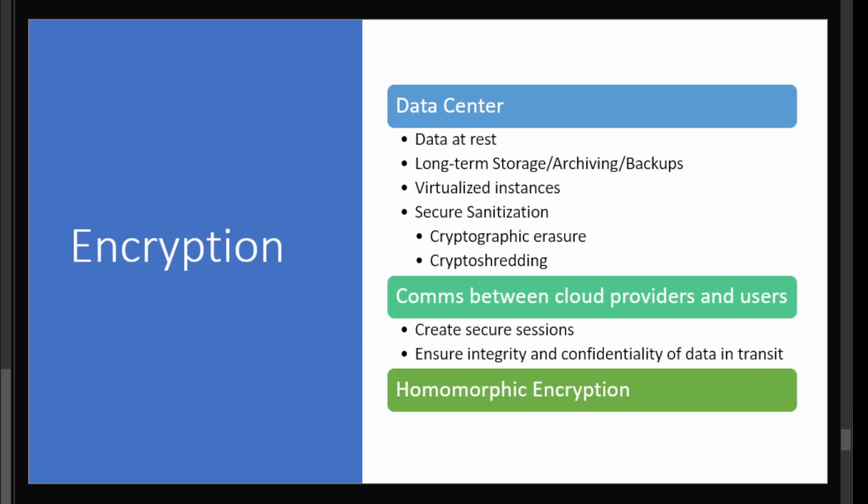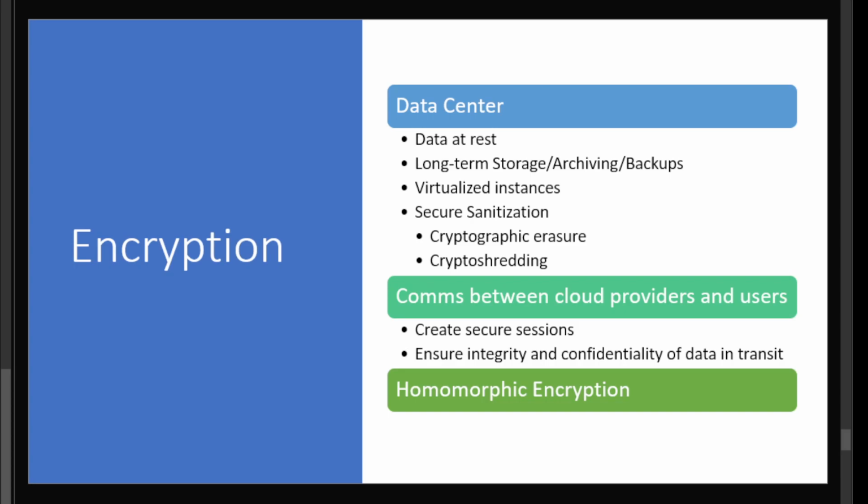All right, big topic, encryption. So for the encryption for the data center, of course, data at rest needs to be protected. Long-term storage, archiving, and backups, all those need to be encrypted. Virtualized instances, this is one that people could miss. Any instances, saved versions of those instances should be encrypted. Secure sanitization. So for secure sanitization, there's only really one way to do it within the cloud, and that would be cryptographic erasure, also known as crypto shredding. And we'll go over that here shortly as well.